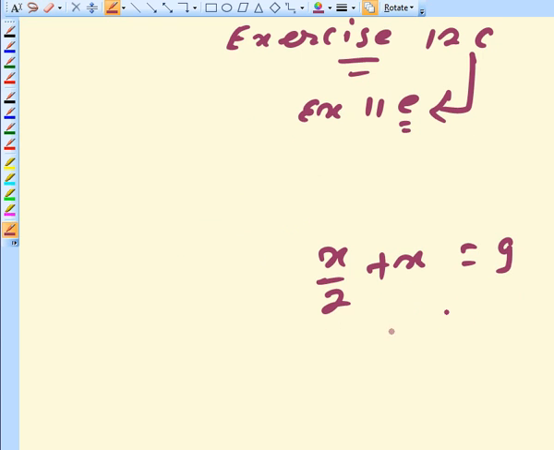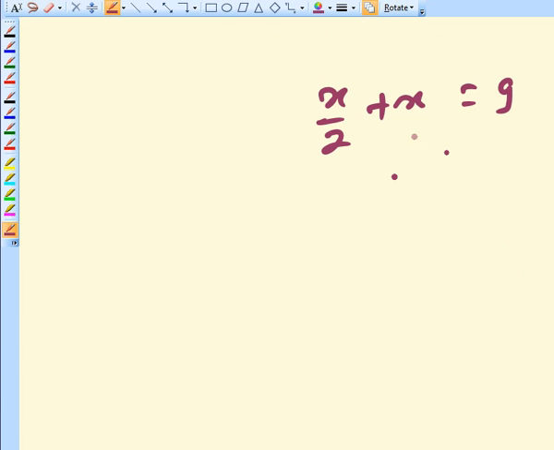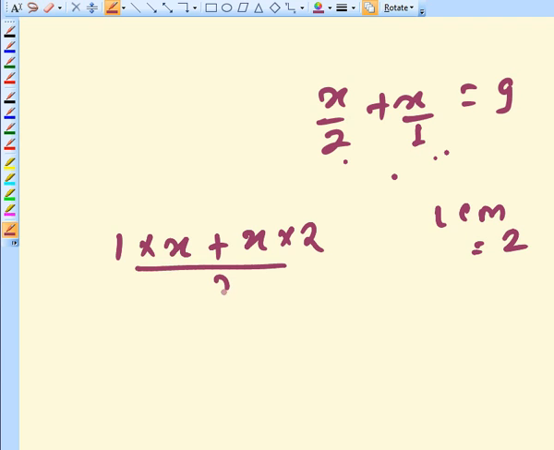Process is same as you have solved in 11E. So x can be written as x by 1. Now find LCM. So 2 and 1, your LCM will be 2. Now 2 is a multiple of 2, and as you know 2 1s are 2. So 1 into x plus 2 is a multiple of 1, 1 2s are 2. So x into 2 whole upon 2 equals to 9. Now 1 into x will be 1x plus 2 into x will be 2x whole upon 2 equals to 9.